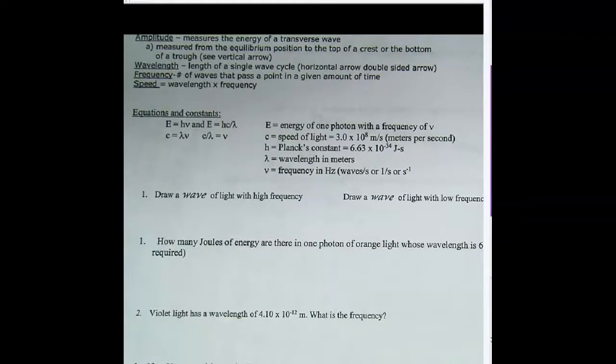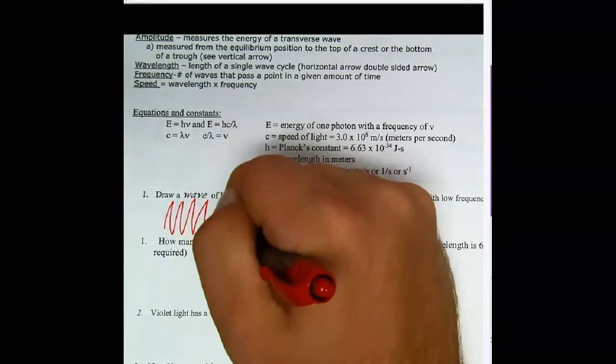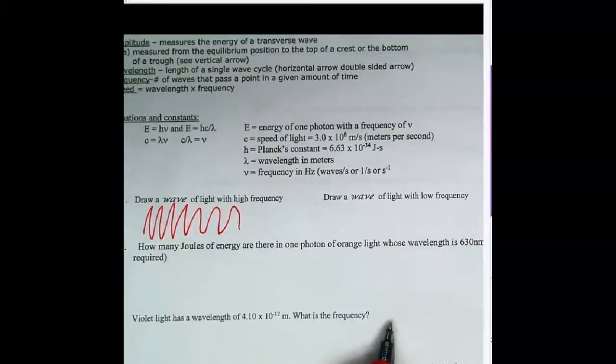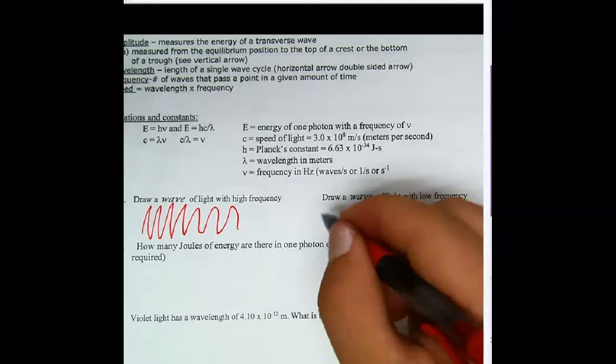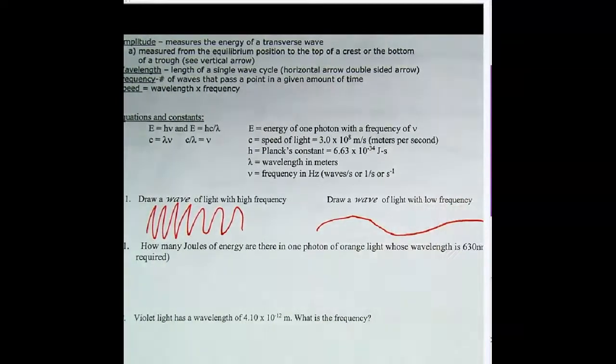Question 1 says, draw a wave with a high frequency. Frequency is the amount of the wave that passes. So hopefully you drew something that went really fast up and down. Now draw a wave with a low frequency. That's a wave that very rarely looks like that.